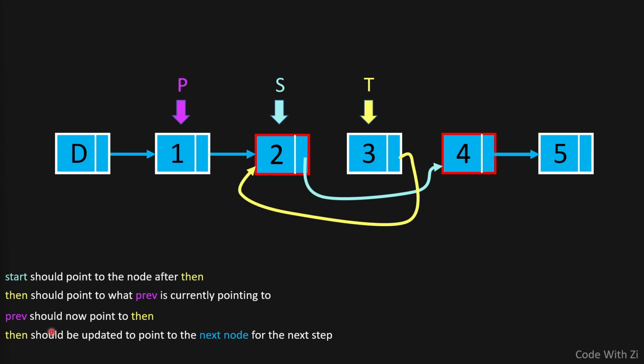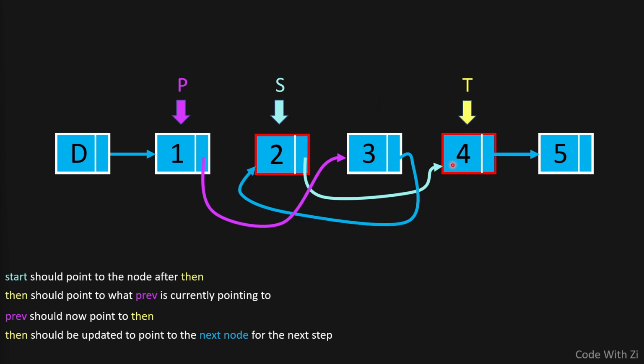After that, we say previous should now point to then. So previous should point to then, like so. I know this is getting messy, but this is how we can actually solve this problem. It's going to be these 4 rules, and we're just going to keep on repeating them, and it's going to reverse our linked list. And the last one is that then should be updated to point to the next node for the next step. So you've got to move then, like so.